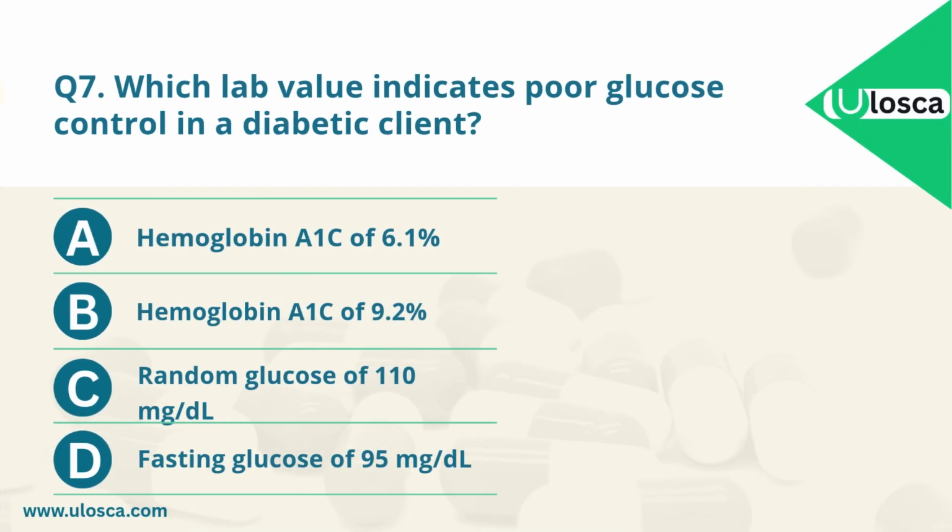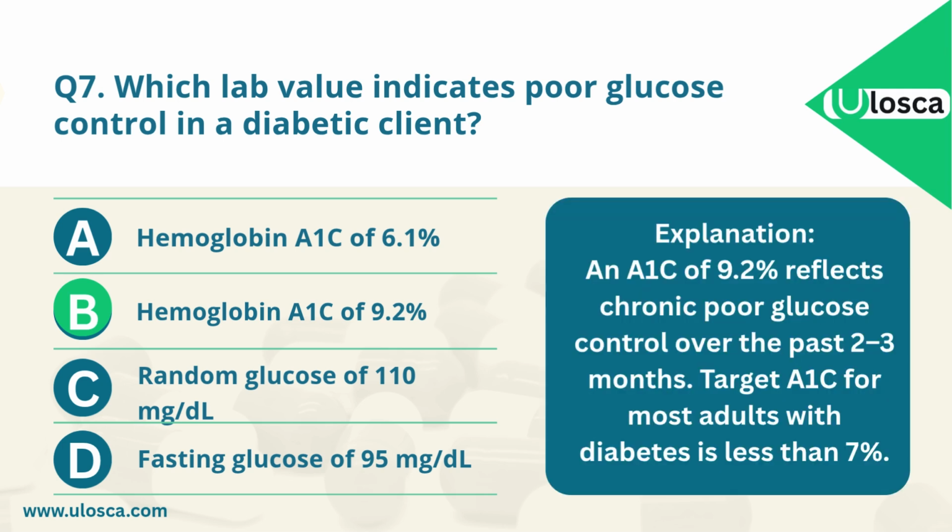The correct answer is B. Hemoglobin A1C of 9.2%. Explanation. An A1C of 9.2% reflects chronic, poor glucose control over the past 2-3 months. Target A1C for most adults with diabetes is less than 7%.